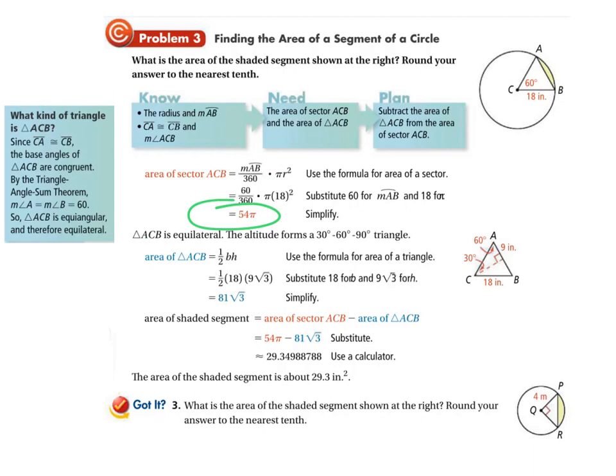They say triangle ACB is equilateral, so we know that this is 60 degrees, and therefore dropping an altitude down, because if we want to do 1/2 base times height, we drop that altitude, we split that 60 degree angle up here into 30 degrees, and we get a 30, 60, 90 triangle there. So if this is 9, then this is 9√3.